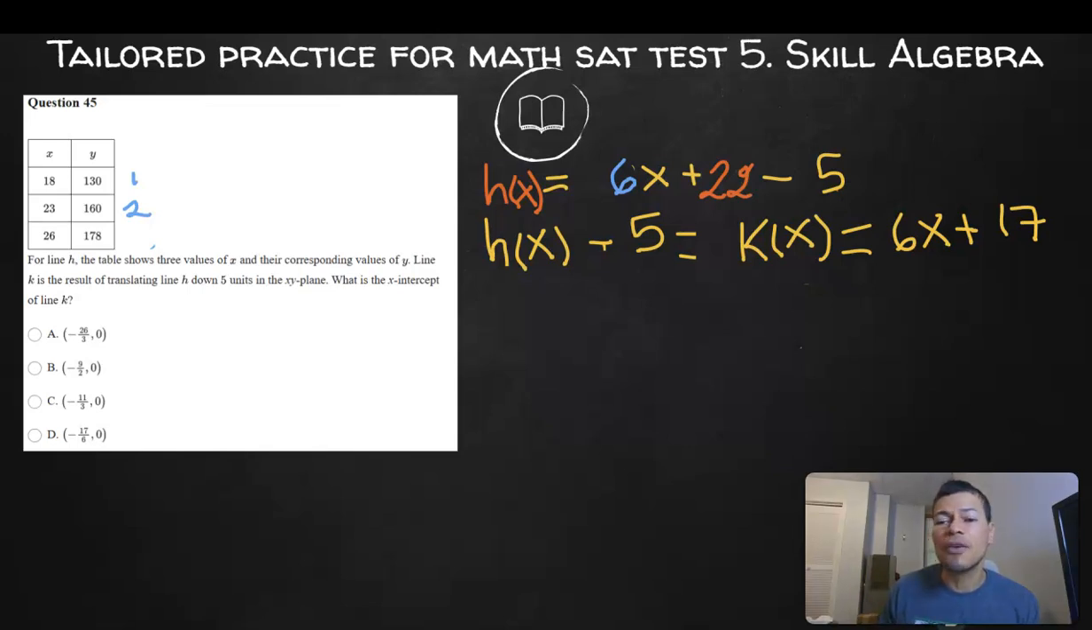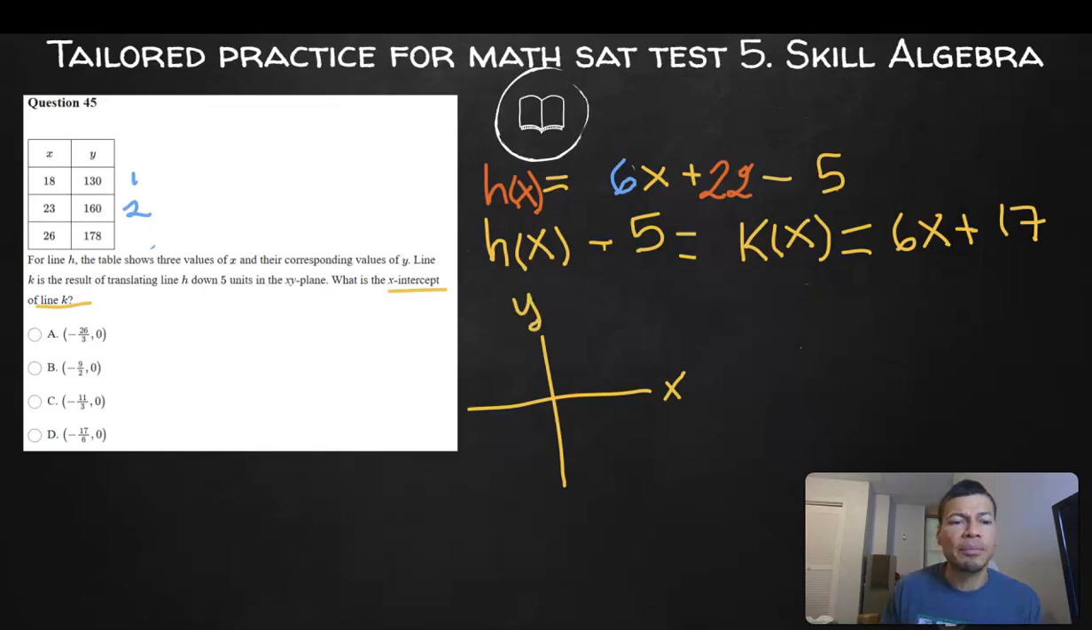So we have k of x because we need to find the x-intercept of line k. So in any line that we have, this is the xy plane. Okay, so I just want to explain it here so you guys know.